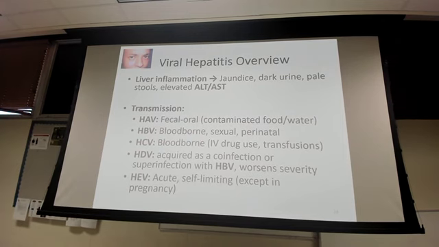All right, now we're moving on to viral hepatitis. Remember we talked about that liver, right? Liver inflammation, jaundice, dark urine, pale stools, elevated ALT and ASTs. Okay, so just know that hepatitis A is fecal-oral, hepatitis B is bloodborne and sexual, hepatitis C is bloodborne as well, hepatitis D is acquired, and hepatitis E is acute, self-limiting, except in pregnancy.